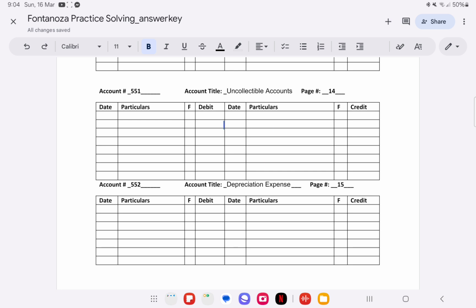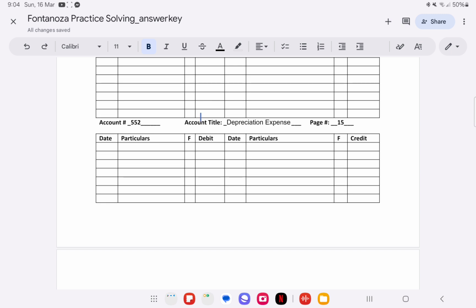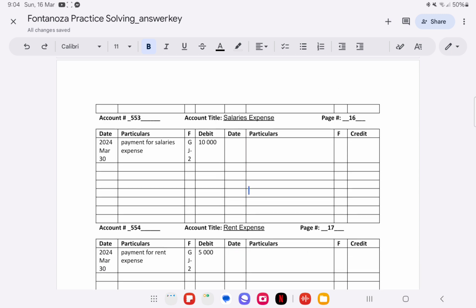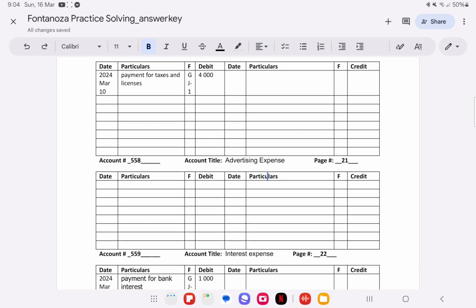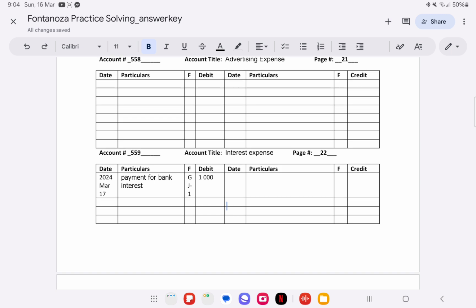Uncollectible accounts, those expenses, especially if our customers are not paying in full, so of course there will be charges on the remaining balances. Like when we borrow from moneylenders, or 5-6, right, if a balance remains, there will be interest, no? We still have to pay. So same with this, and we don't have depreciation expense yet. Okay, and laundry supplies expense, advertising expense, no data yet.